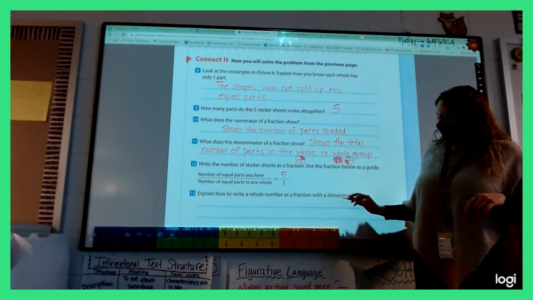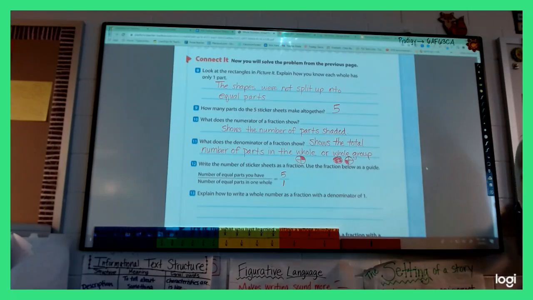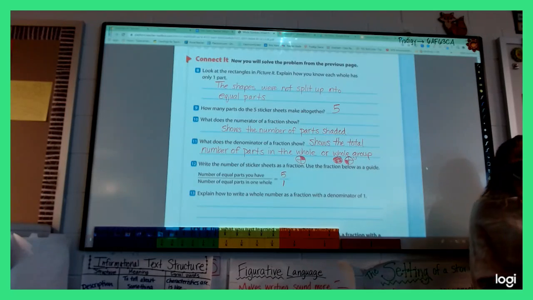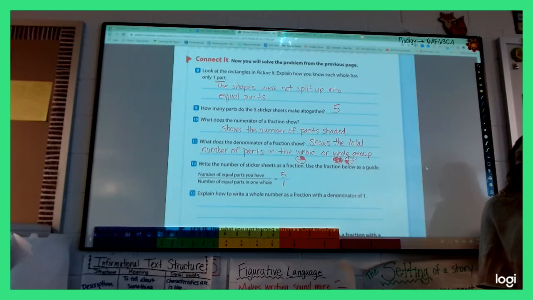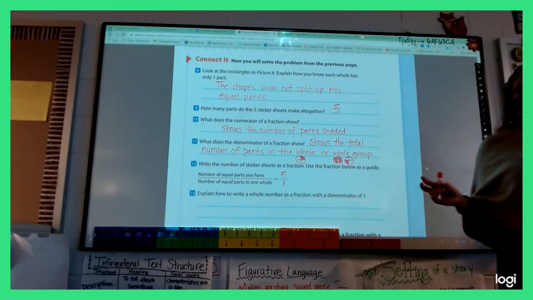Explain how to write a whole number as a fraction with a denominator of 1. If I have a whole number of things, let's say 5 kittens because they're cute. If I wanted to write that as a fraction, what do I put in my denominator? Be brave. You guys know. Josiah? What you put in your denominator is 5 ones. So 1 goes in the bottom, right? Can we say this is true? Anytime I want to write a whole number of things as a fraction, I just put it over a 1?